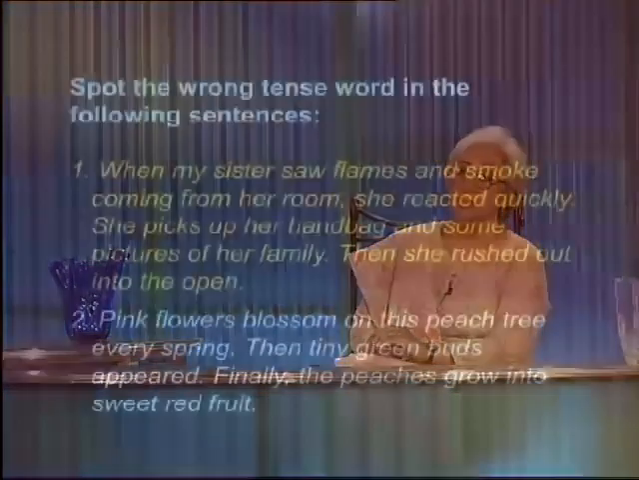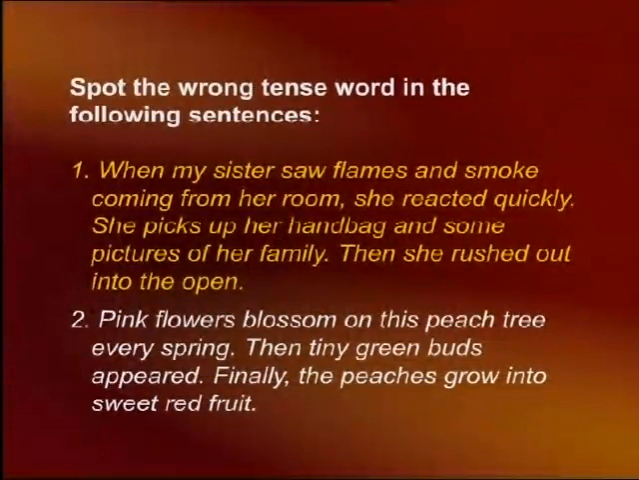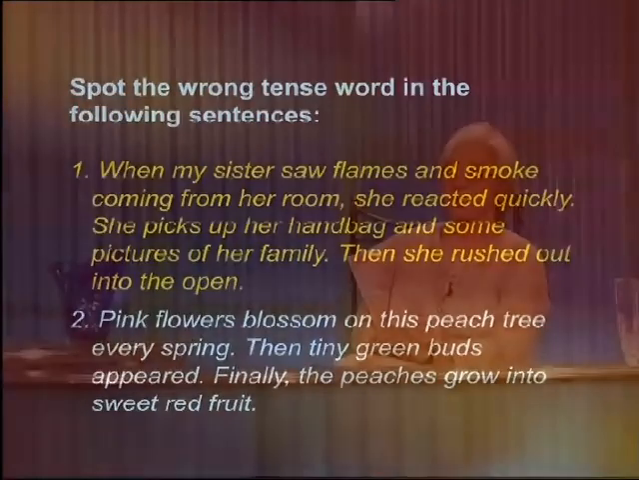Now, which tense word is wrong? You've got the word blossom, and then you've got the word appeared. And it is the word appeared that is wrong. It should have been, then tiny green buds appear.